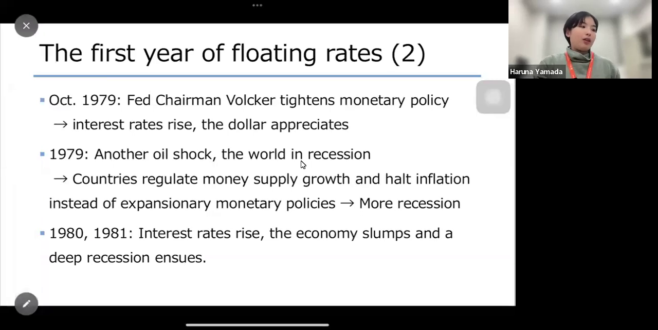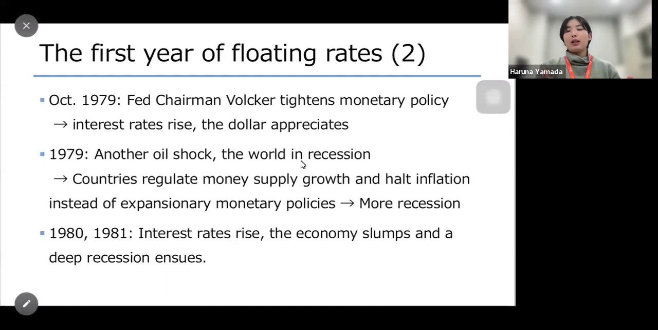Okay, let's continue with the first year of floating rates. In October 1979, Federal Reserve Chairman Volcker tightened the monetary policy. Then the US interest rate rose, and the dollar appreciated. In 1979, another oil shock hit the world, and the world went into recession. Countries regulated monetary supply growth and halted inflation instead of pursuing expansionary monetary policies.